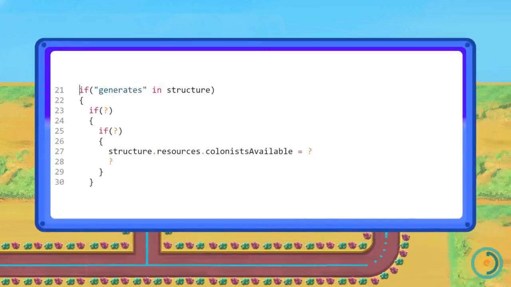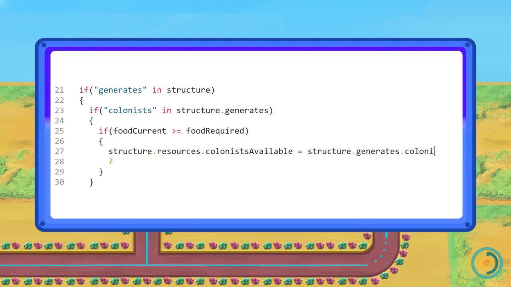Let's start by handling the case where there is enough food to accommodate every colonist. First, we need to check if the colonist property is in generates. Then, we need to check if the current amount of food is greater than or equal to the amount of food required. When this is true, assign to the colonist available property the number of colonists in generates.